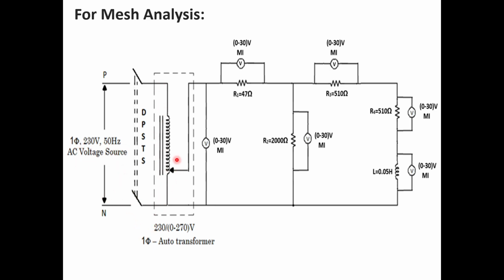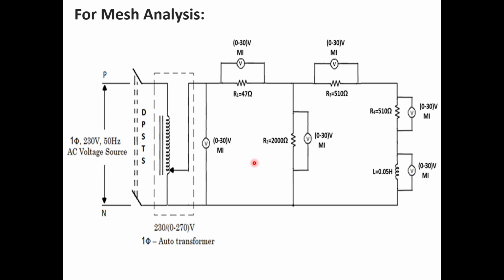This source is connected to a single phase auto transformer of 230 by 0 to 270 volts through a switch, which is a double pole single throw switch. A voltmeter of 0 to 30 volts, moving iron type, is connected across the output terminals of the auto transformer. Across 47 ohms, a voltmeter of 0 to 30 volts moving iron type is connected. Across 510 ohms, a voltmeter of 0 to 30 volts moving iron type is connected.